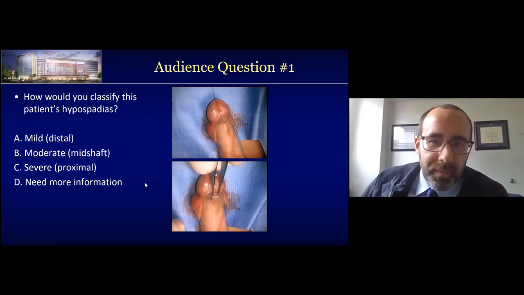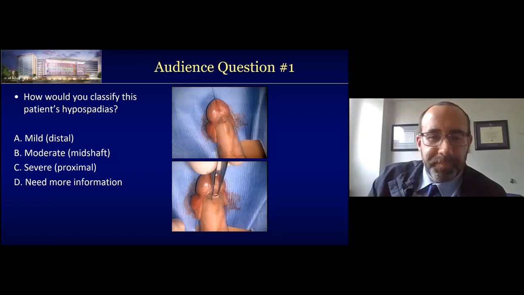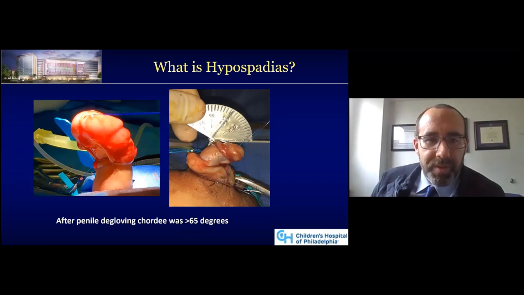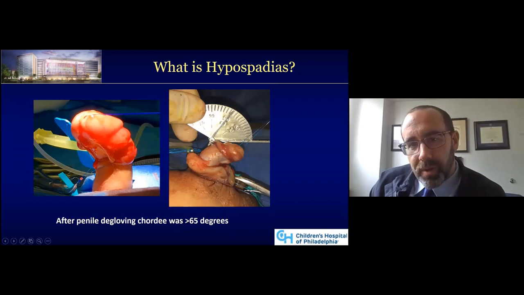So this was the patient. This is the next step in the patient's case. What you see here is what the patient looked like with an artificial erection after degloving. On the right figure, with the goniometer, the patient has about 60 to 65 degrees of curvature, so a pretty significant amount of curvature.